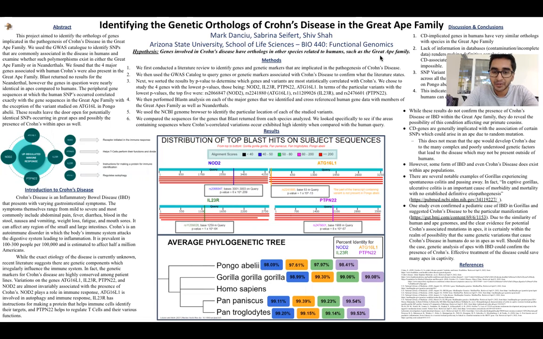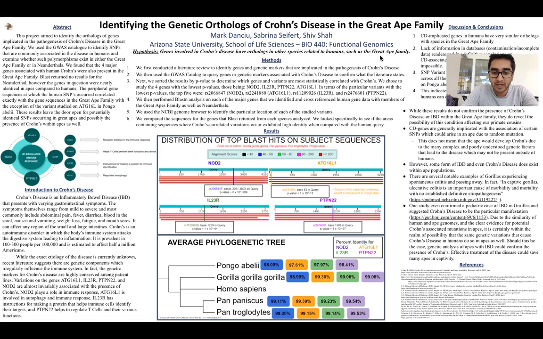First, we conducted a literature review to identify which genes are implicated in the pathogenesis of Crohn's disease. We then used the GWAS catalog to determine common variants, or SNPs, that are associated with each of these four genes. And for each of the four genes we studied, we identified one variant based on its p-value.